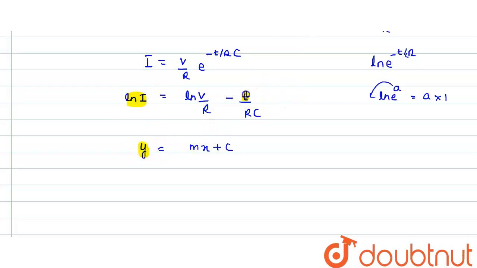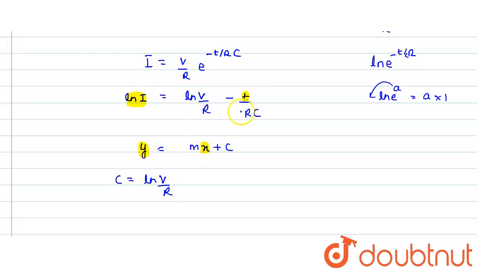On the x axis we are plotting time, so t is our x. Now if we compare, c is our intercept on the y axis. So c, which is the intercept on the y axis, if we compare this, is our constant term, it would be ln V divided by R.